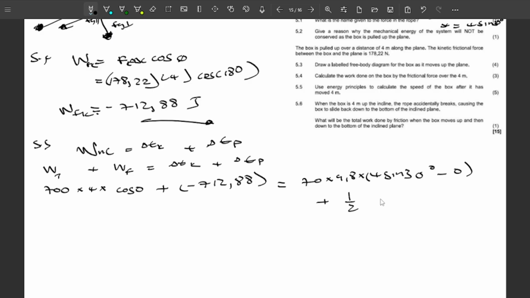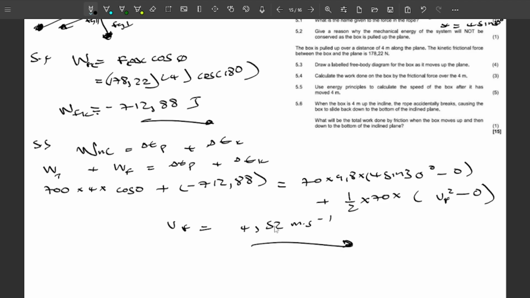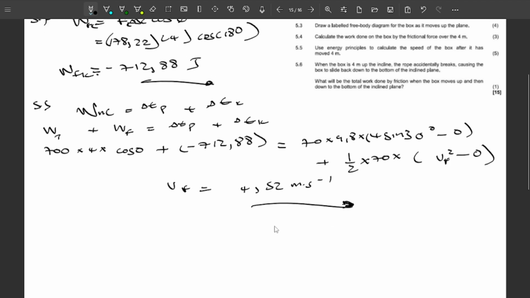Oh, let me change here, because it's EP EK, but it's fine. You get what I'm saying. EP EK. It's because of the way I've written it already. All right. Now, what can I say? It's 70 multiplied by the VF that they want, at that point, minus the 0. So the VF after simplification, we're going to find 4.52 meters per second. So this is our answer for 5.5, right?